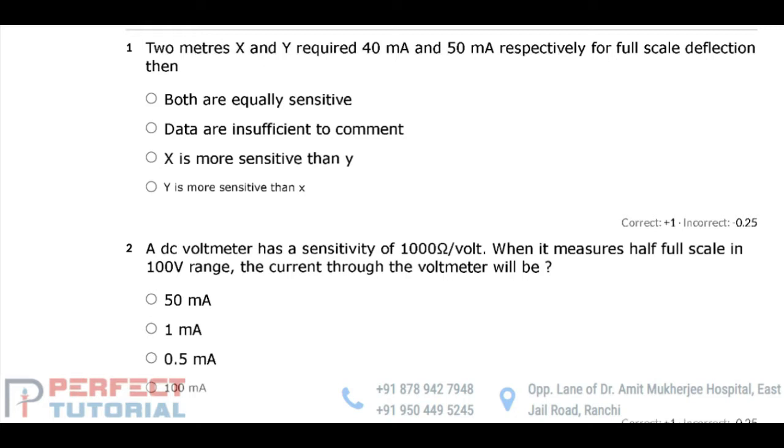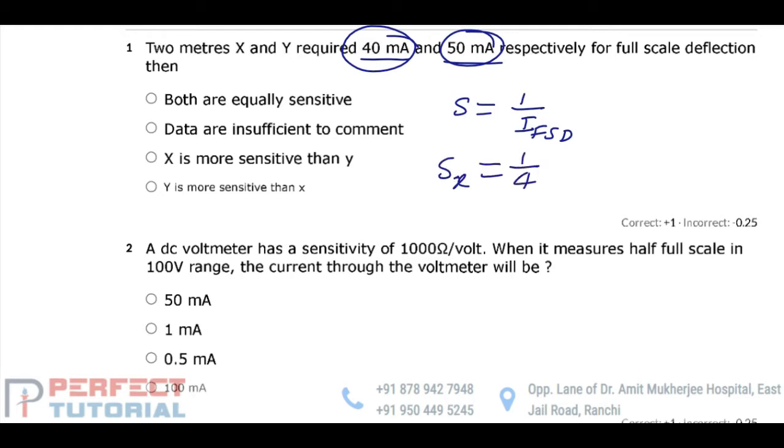Okay, so see here, 2 meters X and Y required 40 milliampere and 50 milliampere respectively for full scale deflection. Then it is asking for the sensitivity of X and Y. Means here there is a comparison of sensitivity for instrument X and Y. Sensitivity is equal to 1 by IFSD. Here IFSD for meter X and meter Y is given as 40 milliampere and 50 milliampere respectively. So SX would be equal to 1 by 40 and SY would be equal to 1 by 50.